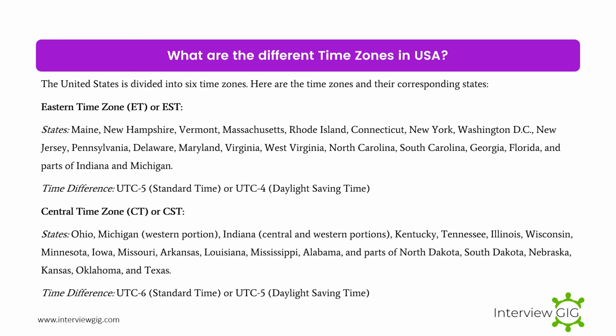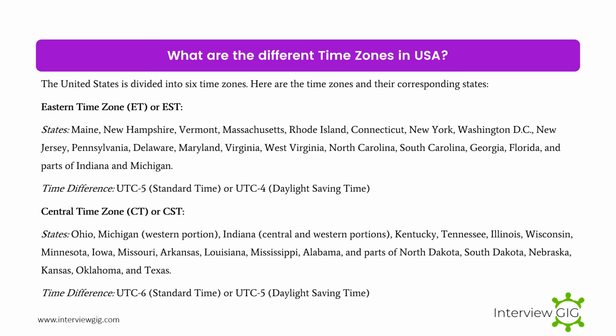Eastern Time Zone, ET or EST. States: Maine, New Hampshire, Vermont, Massachusetts, Rhode Island, Connecticut, New York, Washington, D.C., New Jersey, Pennsylvania, Delaware, Maryland, Virginia, West Virginia, North Carolina, South Carolina, Georgia, Florida, and parts of Indiana and Michigan. Time difference: UTC-5, Standard Time, or UTC-4, Daylight Saving Time.